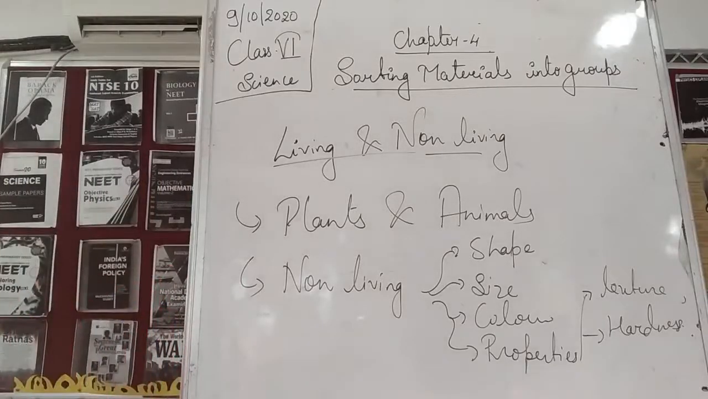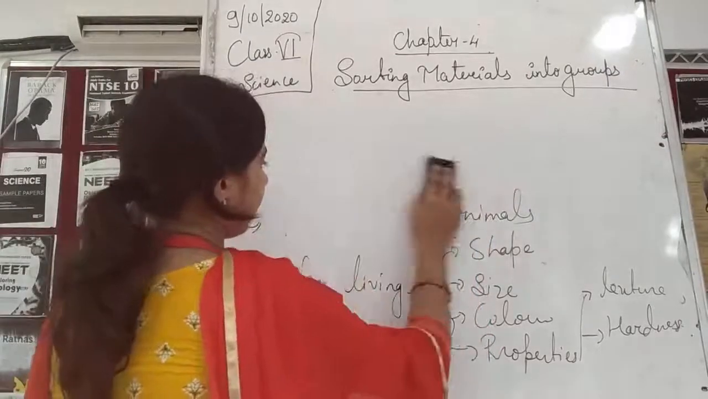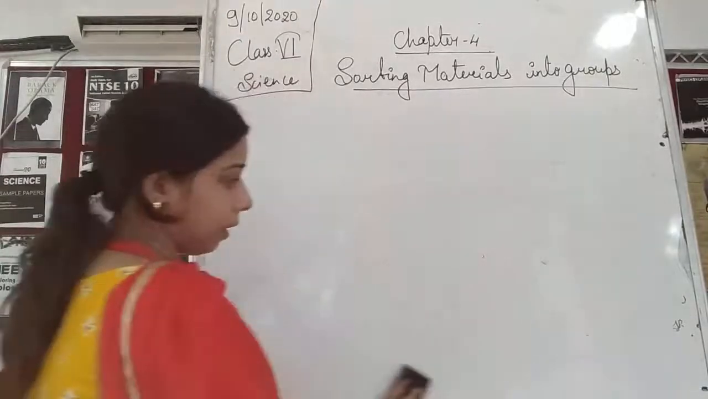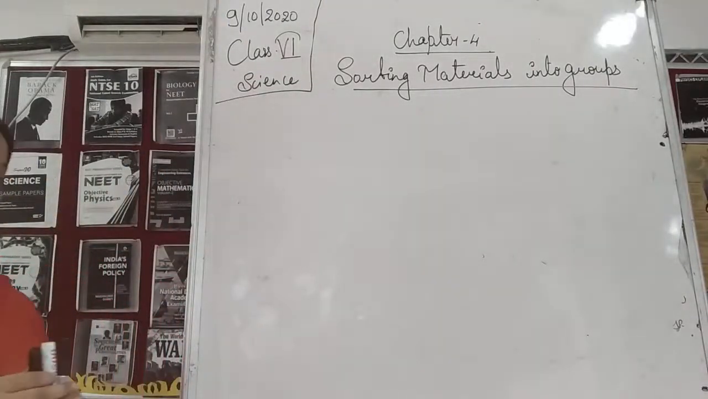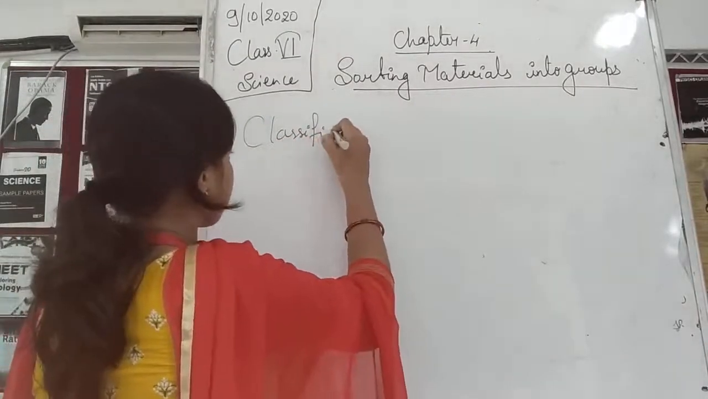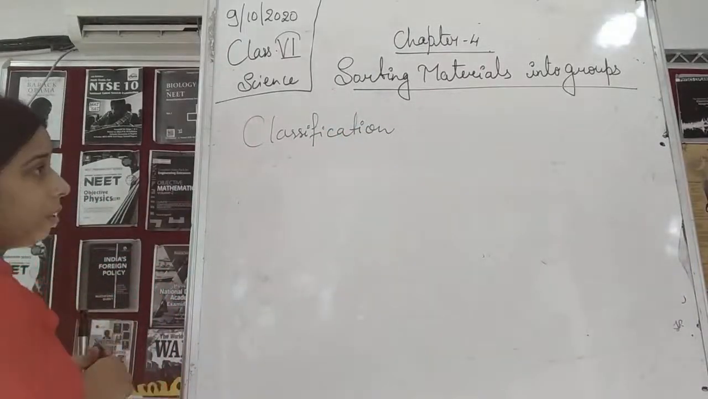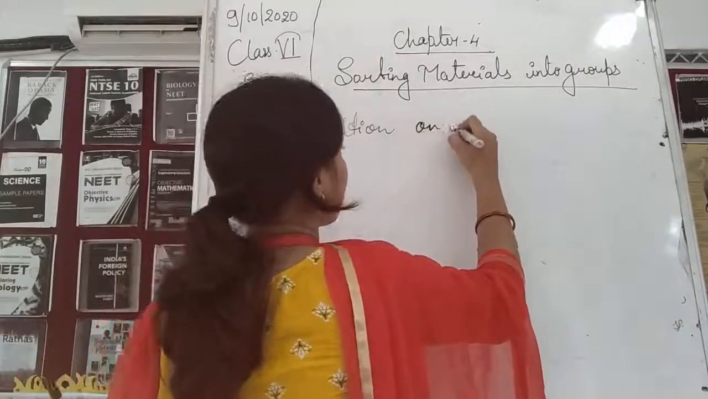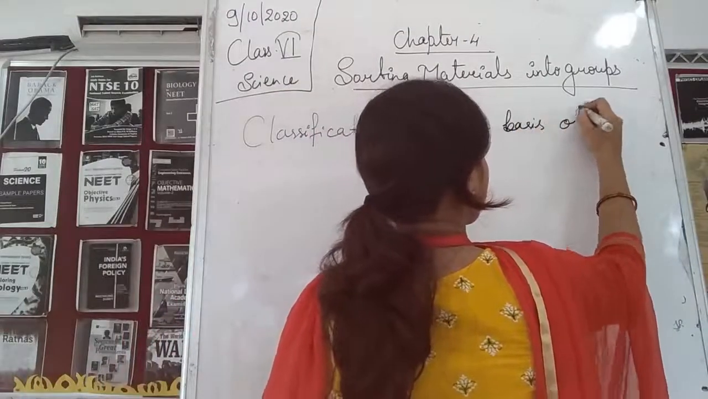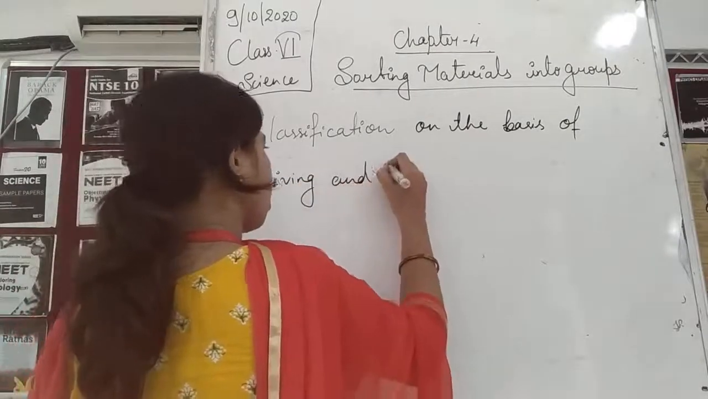Now let us discuss the bases of classification. We have classified the objects into three. The first one is classification on the basis of living and non-living.